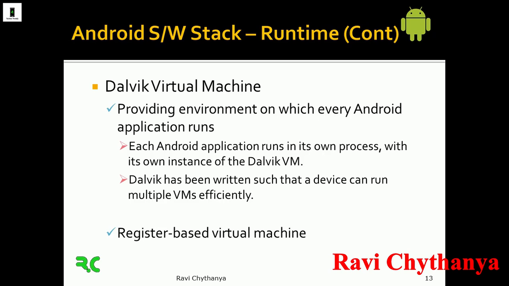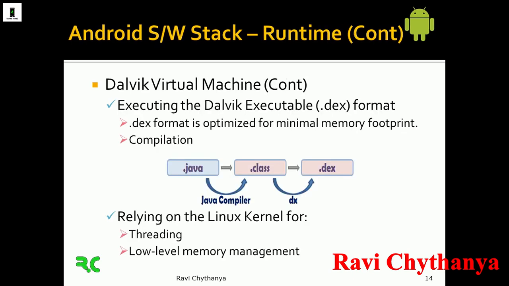Dalvik has been written such that a device can run multiple virtual machines efficiently. This is the register based virtual machine. The Dalvik virtual machine is going to create a Dalvik executable format, which can be obtained from the .java file. The .java file is compiled to a .class file, and that is converted to .dex by the dx Dalvik extension, which relies on the Linux kernel for threading and low-level memory management.